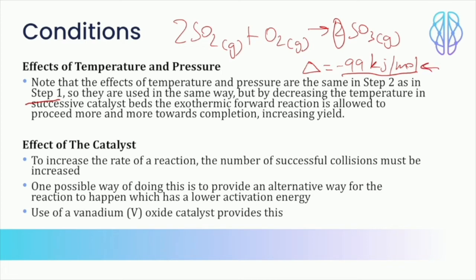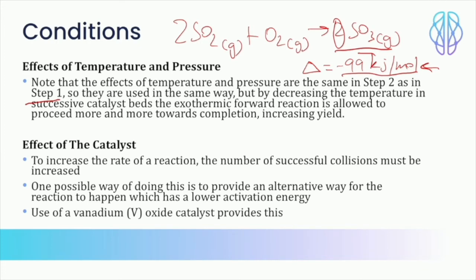An increase in pressure is going to increase your reaction rate for the same reason as the one in step 1. An increase in pressure is going to favor the side with the lowest number of molecules, which is this side here with sulfur trioxide, and thus an increase in pressure is also going to increase your yield as it did in step 1, right?